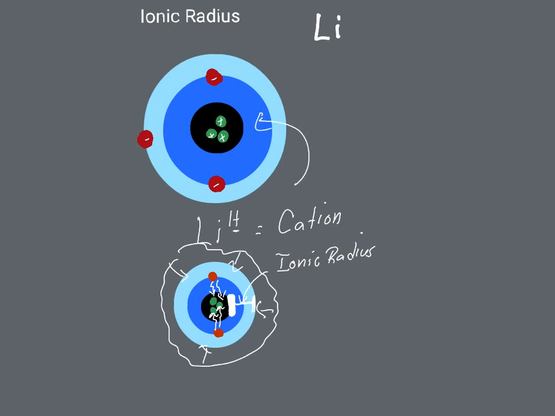Okay, so in a cation, or a positively charged ion, you see a decrease in the distance from the nucleus to the edge of the electron cloud, meaning that your ionic radius decreases as you become positively charged.